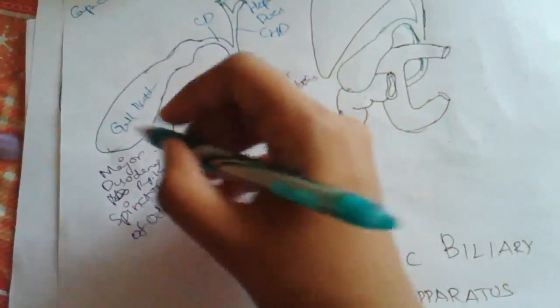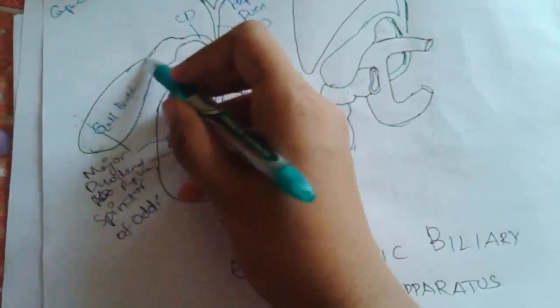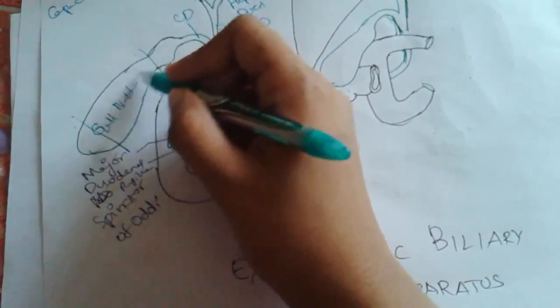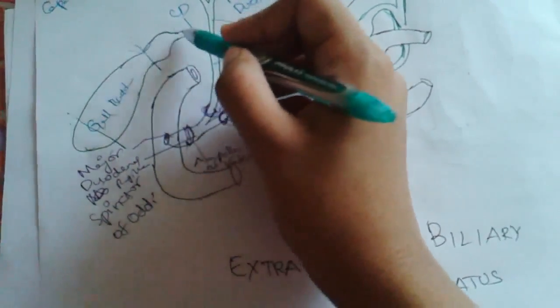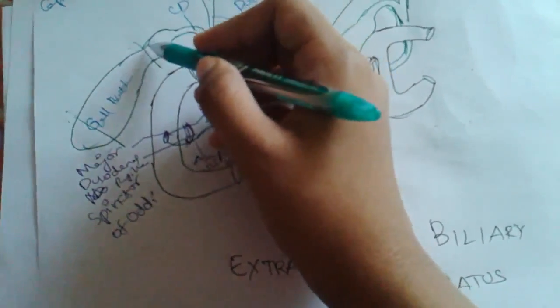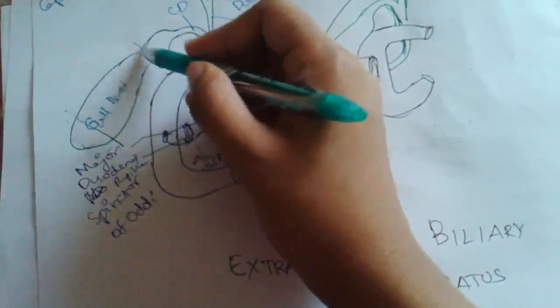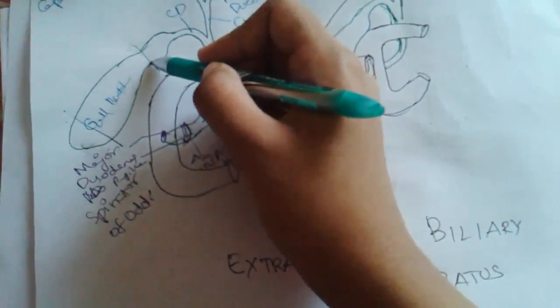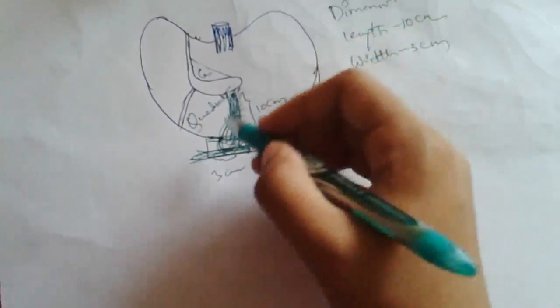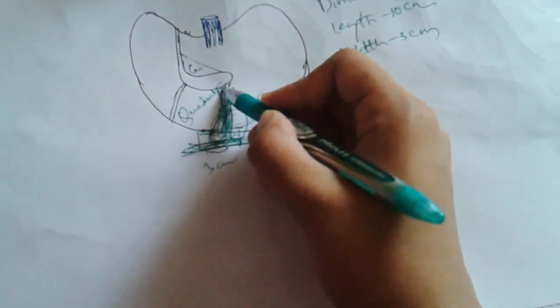So this is the fundus of the gallbladder. This is the fundus, it is completed. And now the body of the gallbladder. The body of the gallbladder is directed upwards and then backwards, and it joins with the neck in order to form the complete gallbladder. It joins with the neck at the right end of the porta hepatis.